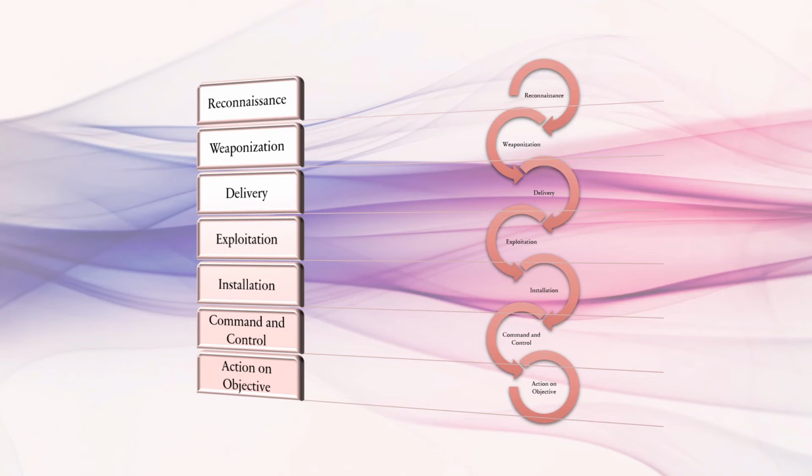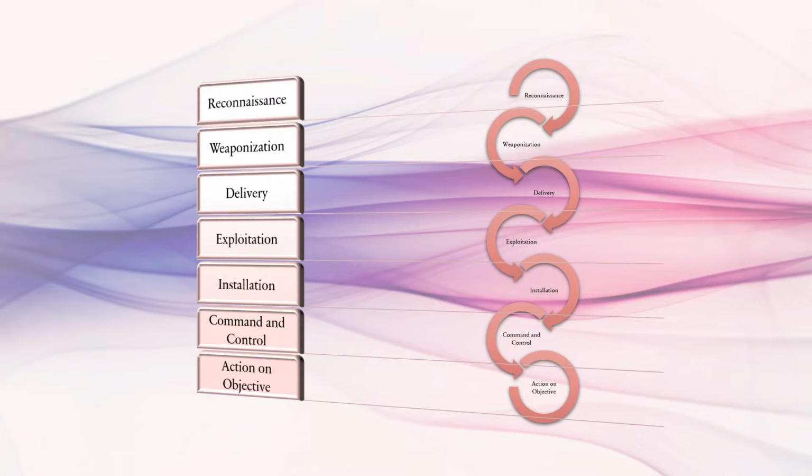The cyber kill chain is a framework developed by Lockheed Martin that provides a step by step process for understanding and preventing cyber attacks. In this presentation, we will go through each stage of the cyber kill chain and explain how it can help you protect your organization from cyber threats.